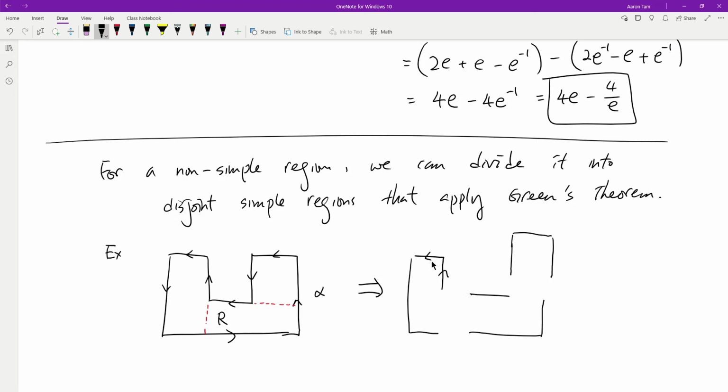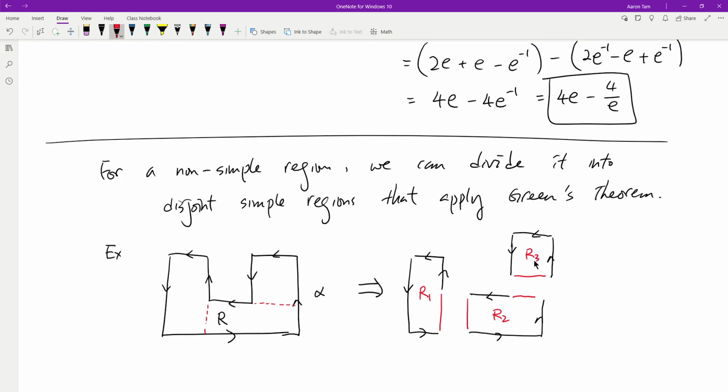So here's the... I kind of pull them apart, and now I'm going to use a red line to connect them, to close them off to form my enclosed region. So now I have, let's say, R1, R2, and R3.